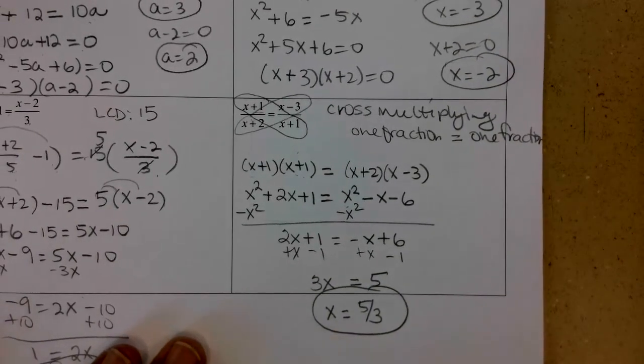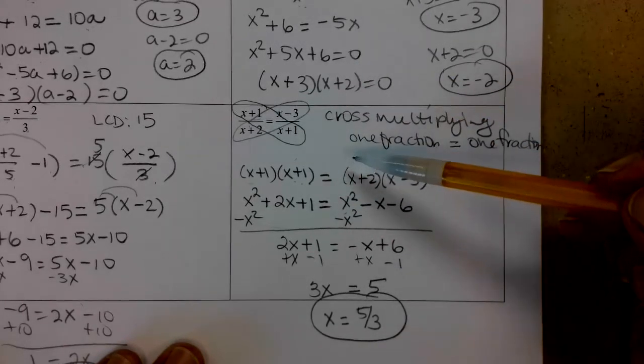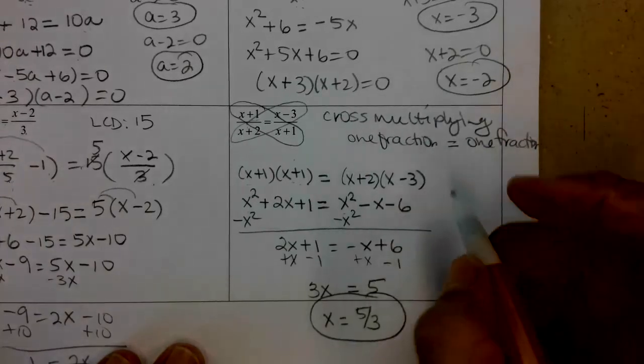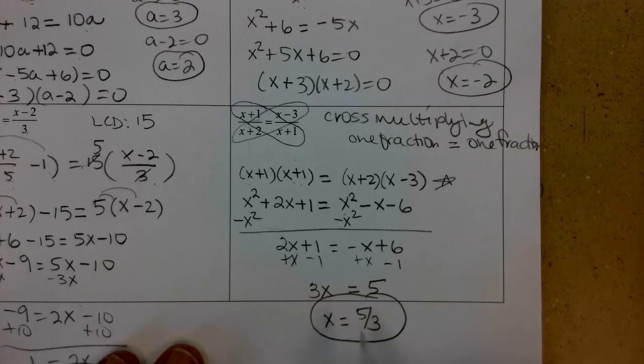Okay, so you don't have to cross multiply. We could have multiplied by the LCD, just like we did in the second question. And we would have gotten, by the way, exactly that same first line that we have here. It's just a different way to do it.